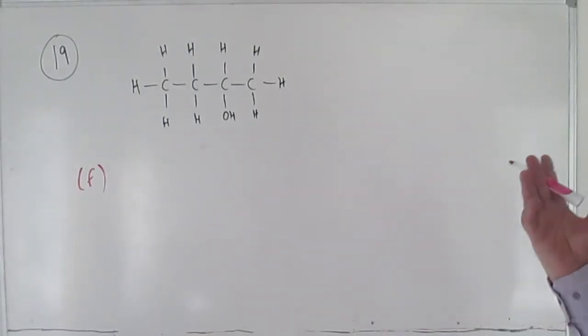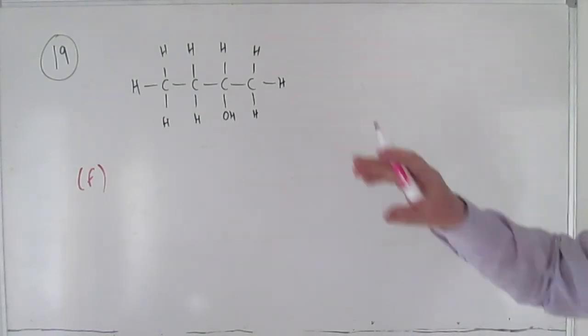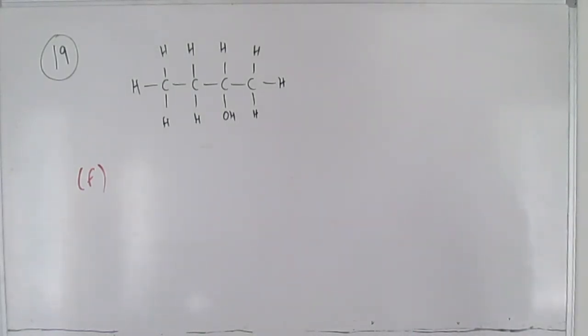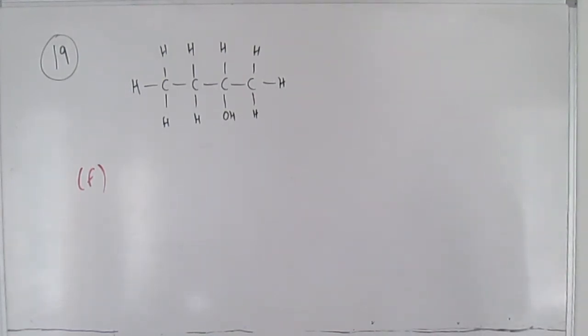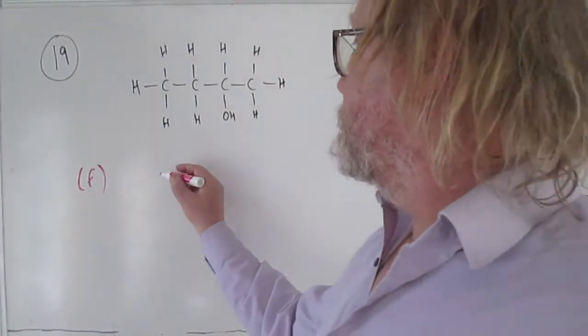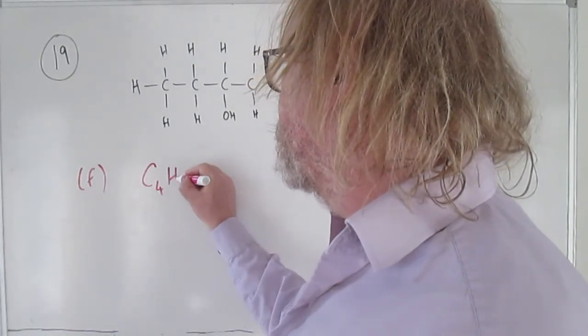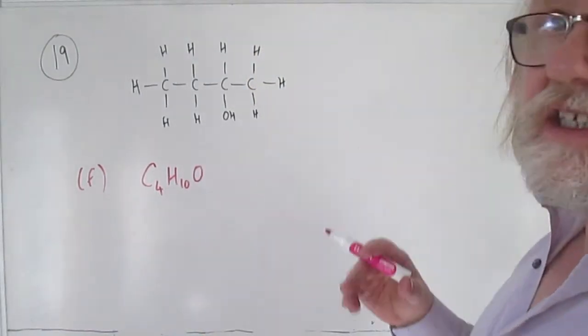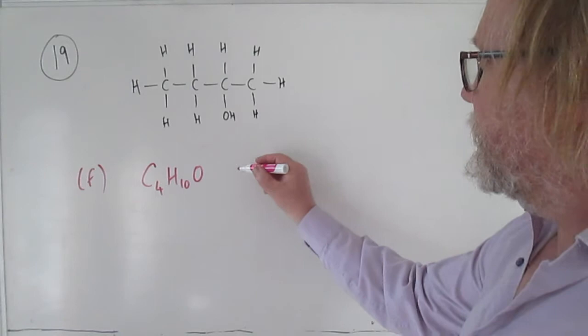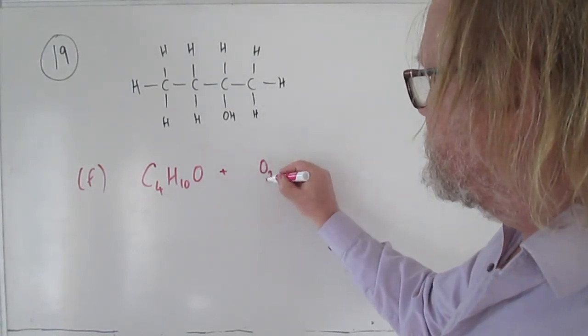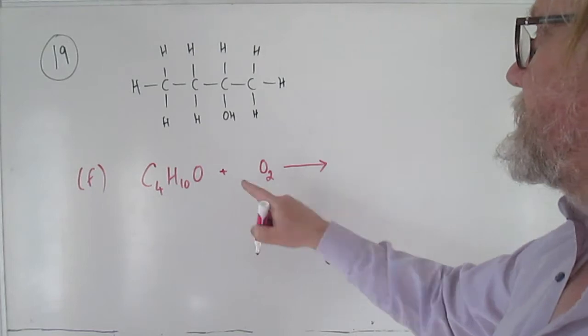Part F, it wants an equation for incomplete combustion of this compound to form carbon monoxide. Combustion reactions are one of those cases where you don't need to draw the structure out. Remember, most equations in organic chemistry you must show the structures, but because the structure's all destroyed in combustion, you don't need to. So you can either just write the molecular formula, which we already worked out earlier on, is C4H10O, or you could write C4H9OH or whatever. But that's your compound A, and it's going to react with some O2s, and we'll work out how many in a minute. So we leave a space there.